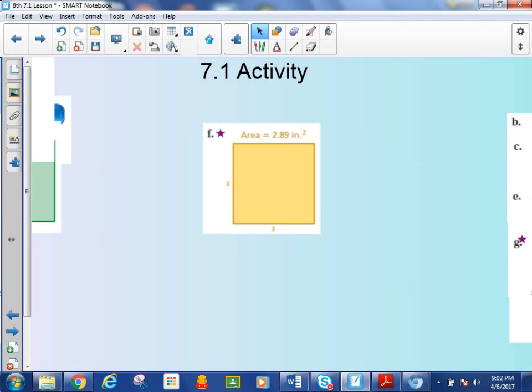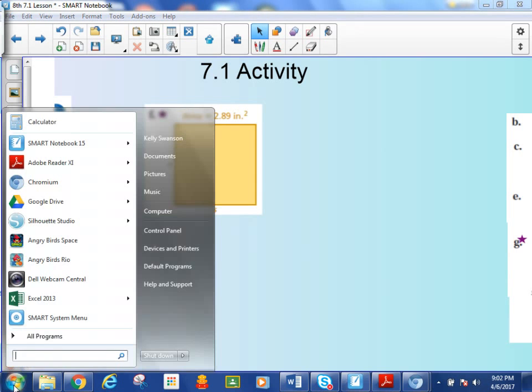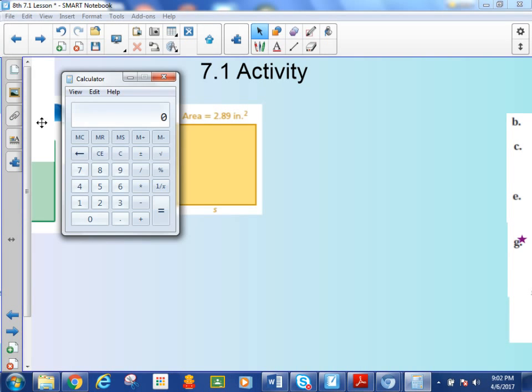Okay, let's jump to letter F. So here we have 2.89. Okay, so this one, yes, if you want to go ahead and use your calculator, use it to do some trial and error. I just don't want you to go through and use the square root key. So I'm going to pull a calculator out here really quick. Okay, so we have 289, or sorry, 2.89.